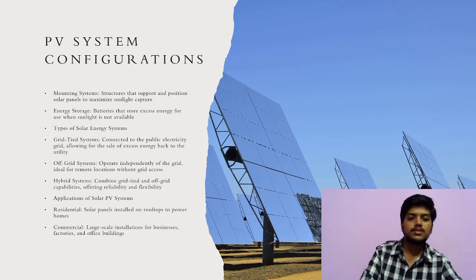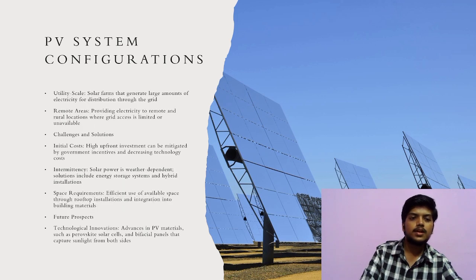Applications of solar PV systems: residential, installed on rooftops to power homes; commercial, large-scale installations for businesses, factories, and office buildings; utility-scale solar farms that generate large amounts of electricity for distribution through the grid. Remote areas: providing electricity to remote and rural locations where grid access is limited or unavailable. Initial cost: high upfront investment can be mitigated by government incentives and decreasing technology cost.